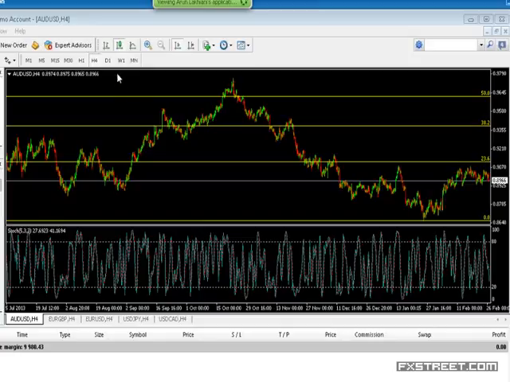All right, so there are two things that you should know in Fibonacci. One is retracements, and the other one is extension or expansion. Extension and expansion basically means the same thing.